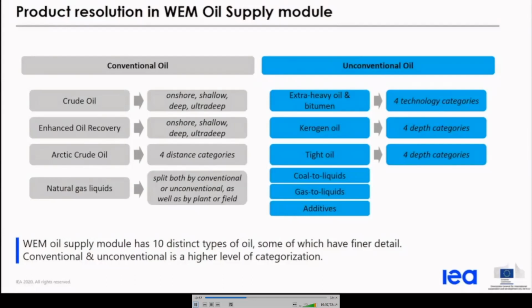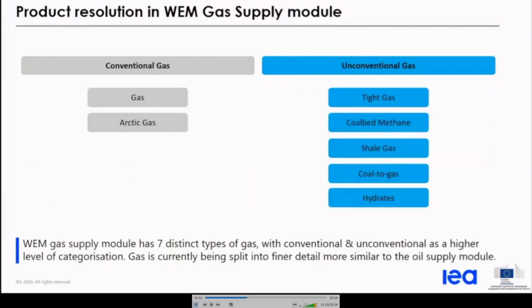Overall, in comparison to the electricity module, the oil module is more flexible than that of electricity, but the structure that we've seen is quite similar. When we look ahead to gas, at first blush, the gas supply module appears more simplified. Currently, we're working to break apart the modules into more discrete subsectors similar to the oil module. The conventional gas module is broken apart into gas and Arctic gas, as well as unconventional gas, including tight gas, coal bed methane, shale gas, coal to gas, and hydrates.